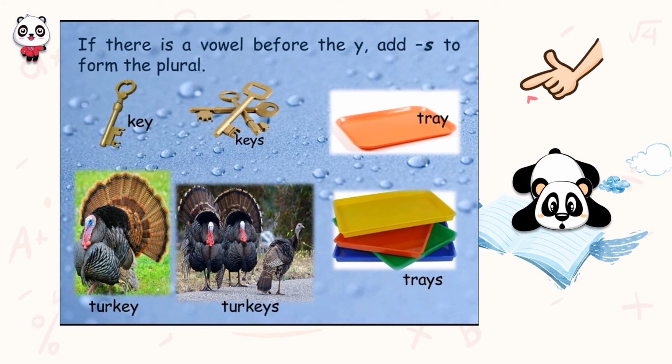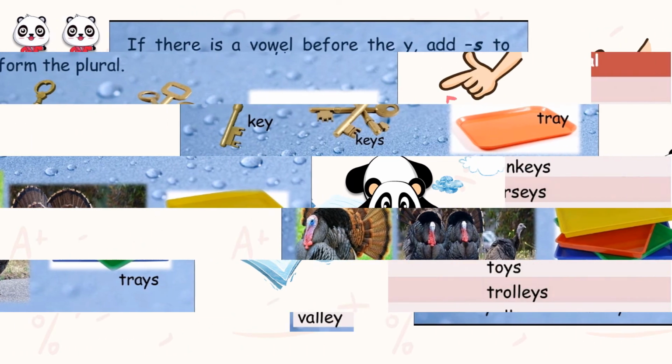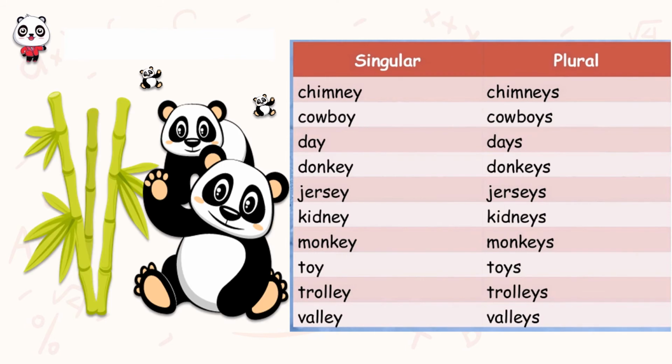Turkey, turkeys. Look at the word key. It ends with y, but there's a vowel before y. So we just add s to the singular to make it plural. Tray is the same, ends with y but preceding a vowel, so just add s. Here are some examples for you to refer.